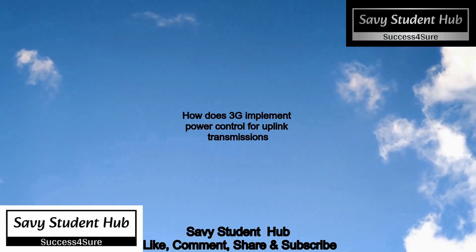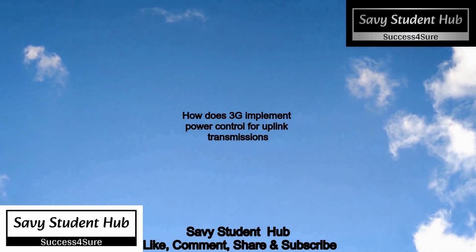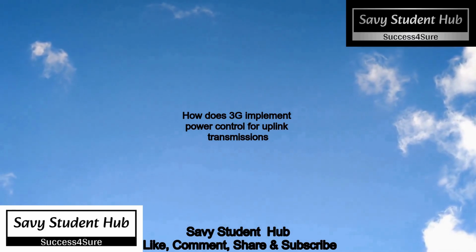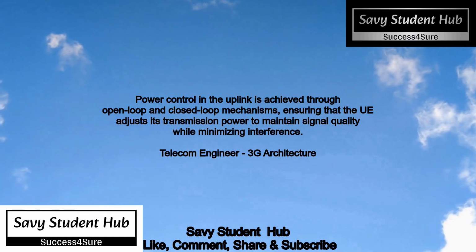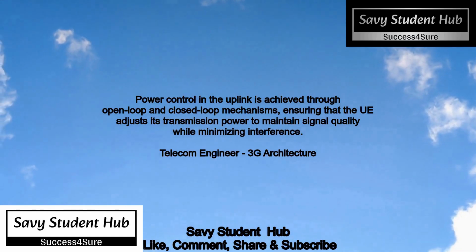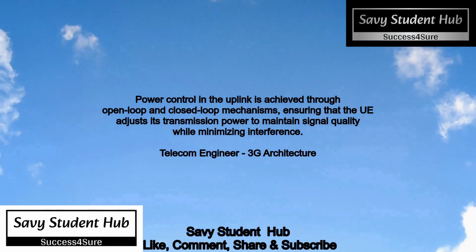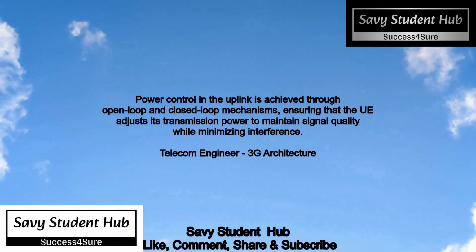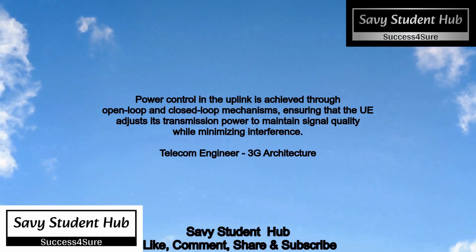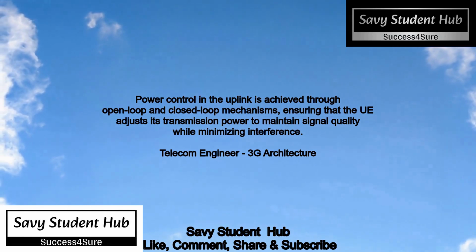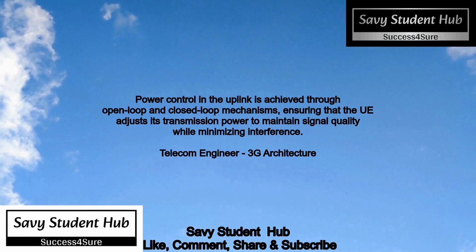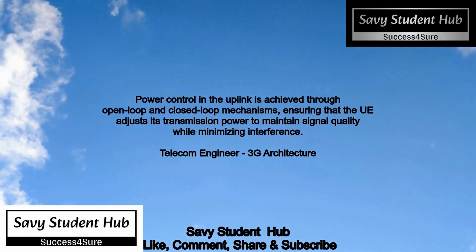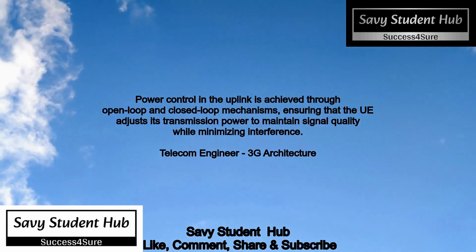How does 3G implement power control for uplink transmissions? Power control in the uplink is achieved through open-loop and closed-loop mechanisms, ensuring that the UE adjusts its transmission power to maintain signal quality while minimizing interference.